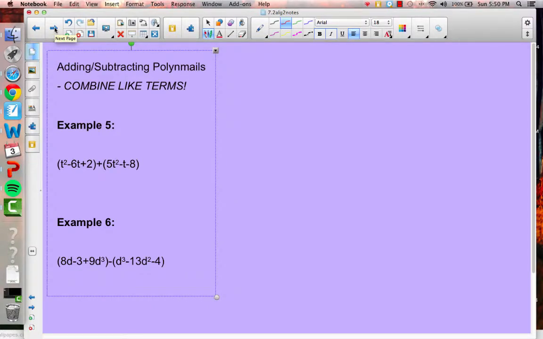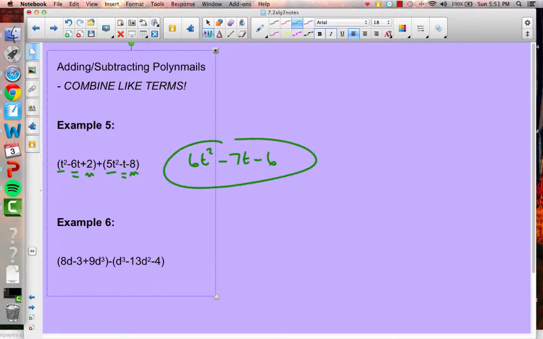So adding and subtracting should be super easy because it's just combining like terms. Basically, you just have to pay attention to your signs and make sure you combine like terms correctly. In this case, for example 5, I have t squared minus 6t plus 2. That's the first polynomial, plus 5t squared minus t minus 8. And all I'm going to do is combine like terms. So I have a t squared and a 5t squared. Those are my like terms. Well, when I add those together, I get 6t squared. Then I have negative 6t and negative 1t. Well, negative 6 plus negative 1 gets you negative 7t. And then last but not least, we have the 2 and the negative 8 because those are constants. So 2 plus negative 8 gets you negative 6. So there I added, and I'm done.